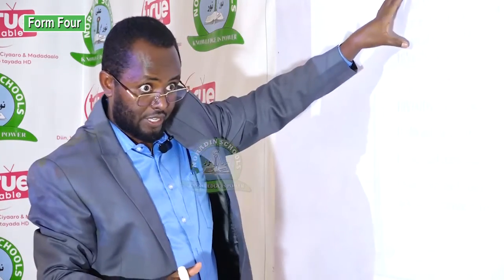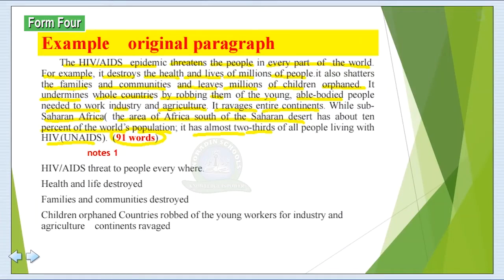This is the long text, the original text. This is the original text, not the summary. Okay. Before a summary, you're going to make notes. You need notes. HIV/AIDS threatens people in every part. This is the note. Health and life destroyed. But you can leave it out of the notes sometimes. Families and communities destroyed. Children orphaned.